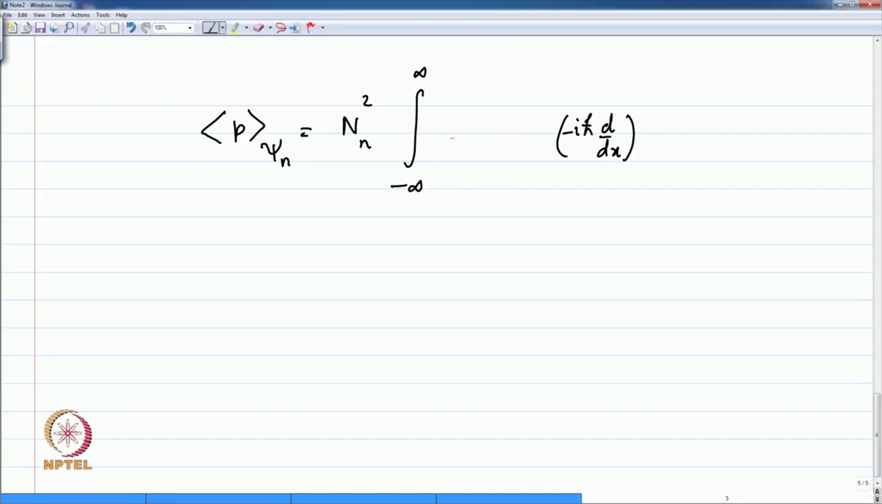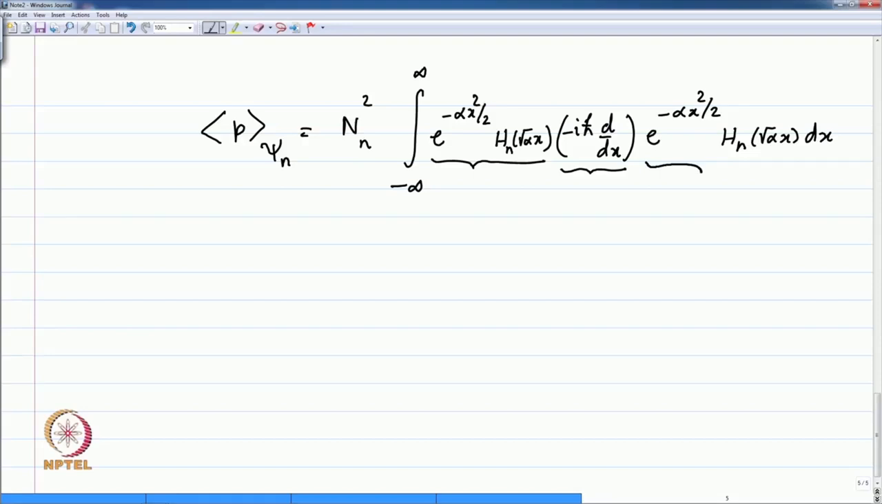This is a real function. Therefore, you have e to the minus alpha x square by 2, H n root alpha x. That's the psi n star on the side. This is the operator p acting on the wave function, e to the minus alpha x square by 2, H n root alpha x, dx. Now, please remember, this is odd or even depending on whether n is odd or even, okay.